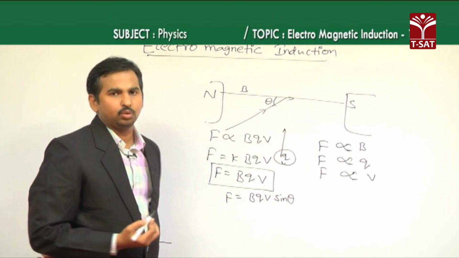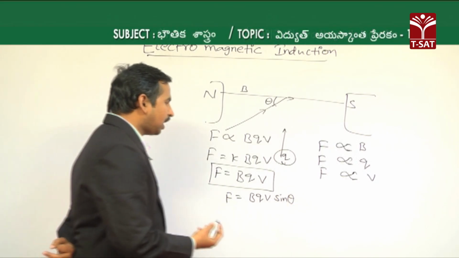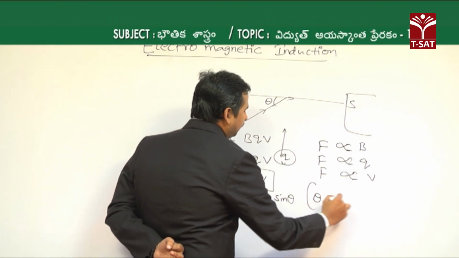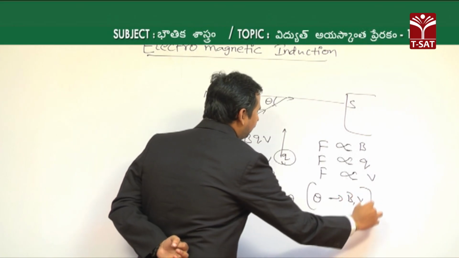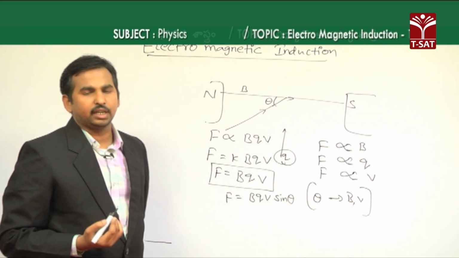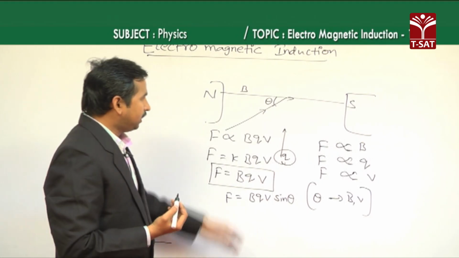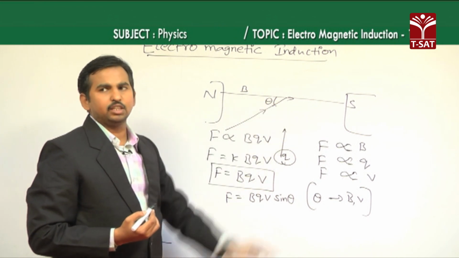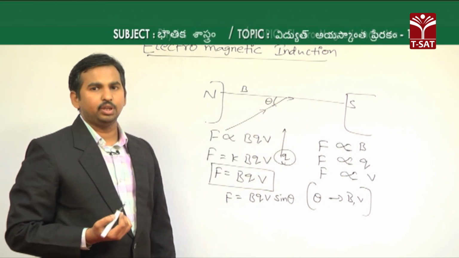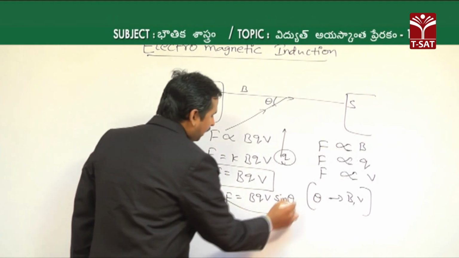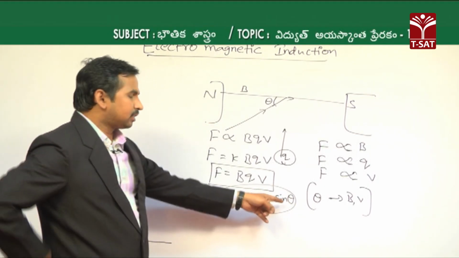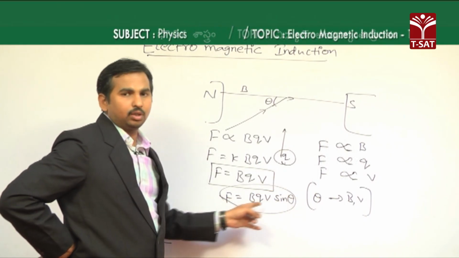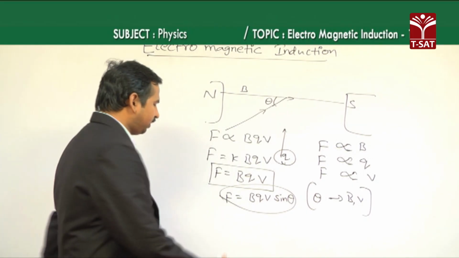That is F is equal to BQV sin theta, where theta is the angle between B and V, where B is the magnetic field strength and V is the velocity, the direction in which the charge is coming, and the direction in which the magnetic field is present. When it is coming perpendicular, sin theta is sin 90, and sin 90 is 1. So F is equal to BQV, which is the maximum force we get.